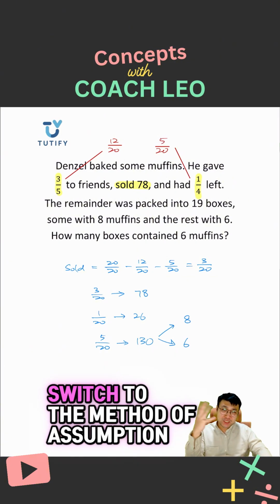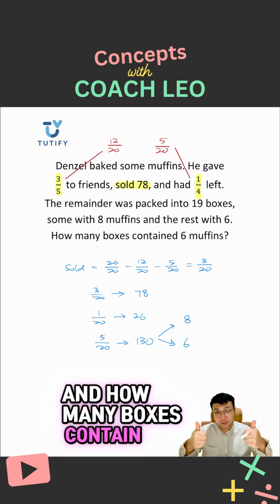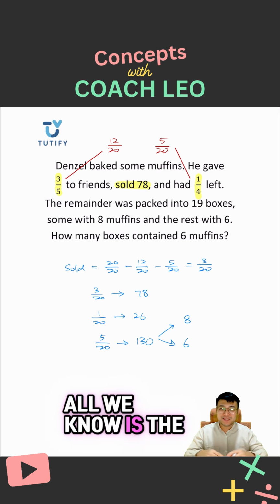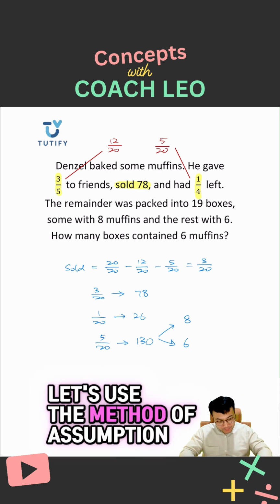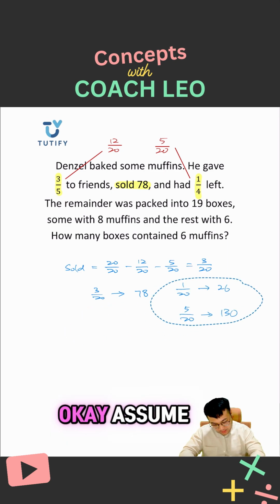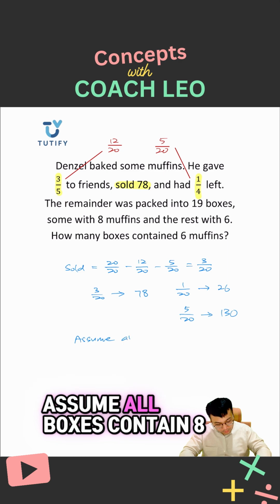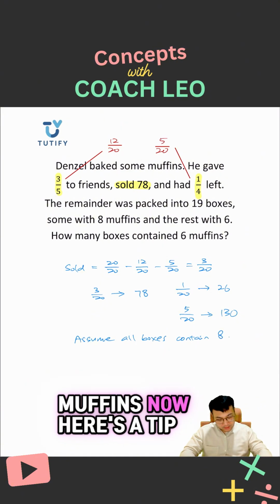Do you know what method we should use now? Yes, we are going to switch to the method of assumption, because we do not know how many boxes contain 8 muffins and how many boxes contain 6 muffins. All we know is the total number of muffins. Let's use the method of assumption. Before that, let me make some space. Okay. Assume all boxes contain 8 muffins.